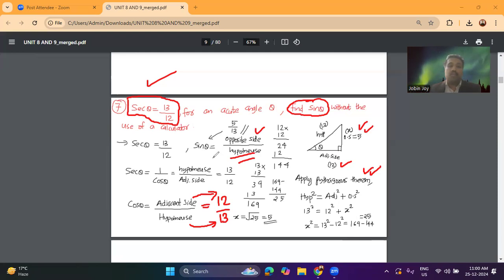So that you can calculate sine theta. Sine theta is equal to opposite side by hypotenuse. Opposite side is 5 and hypotenuse is 13. So the answer is 5 by 13. The final answer is 5 by 13.